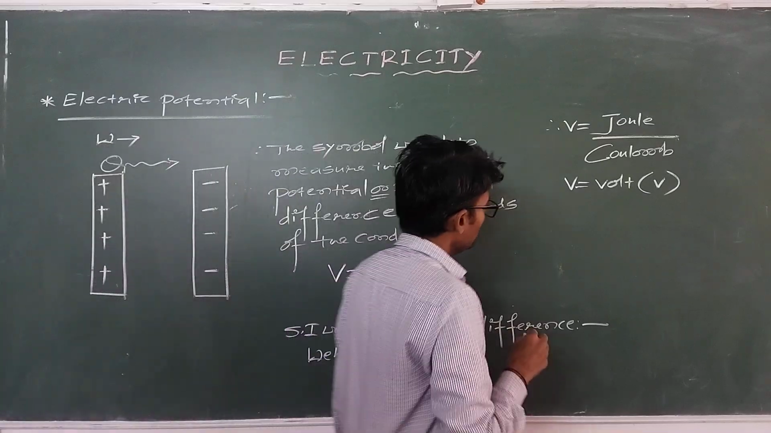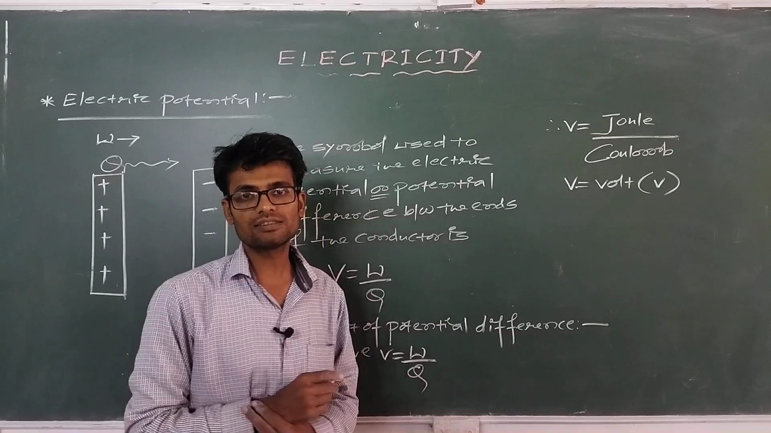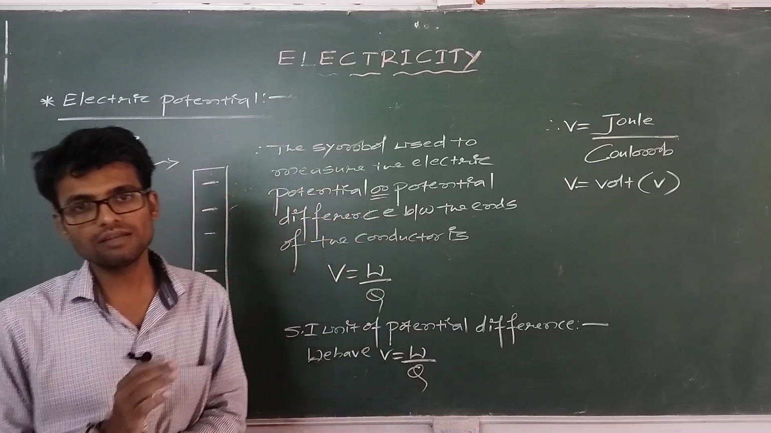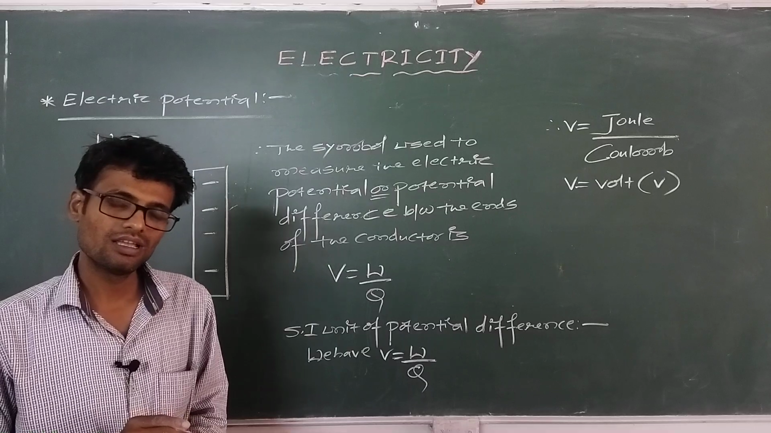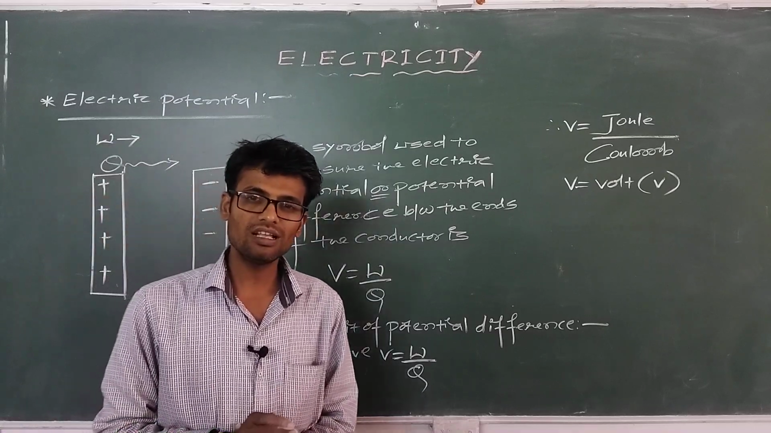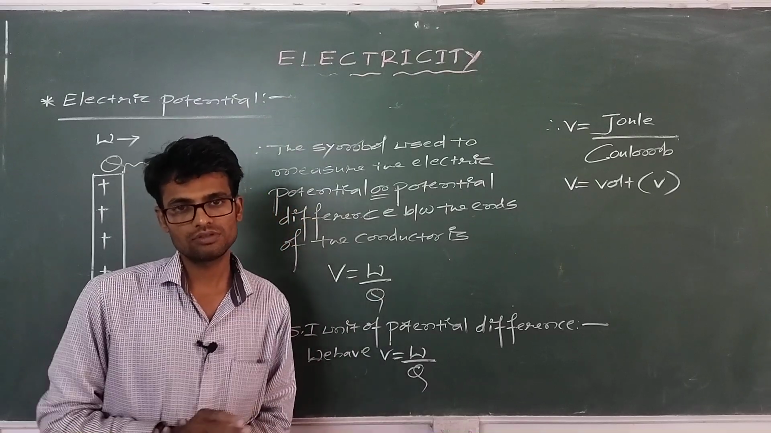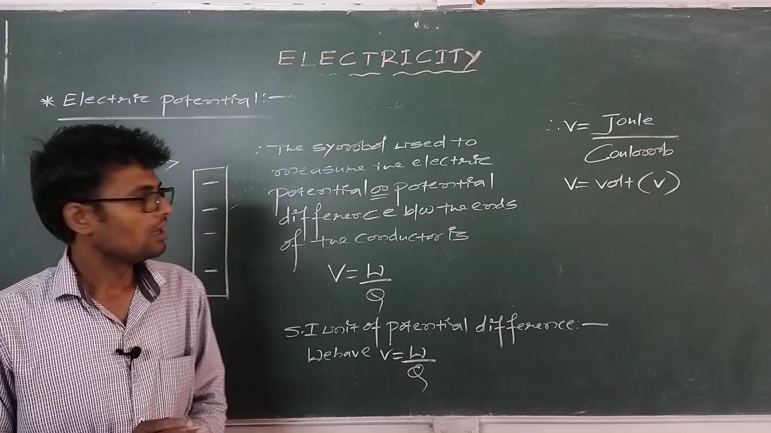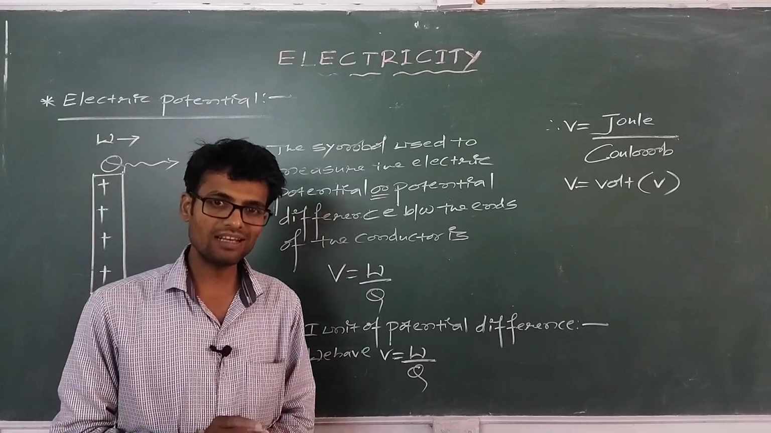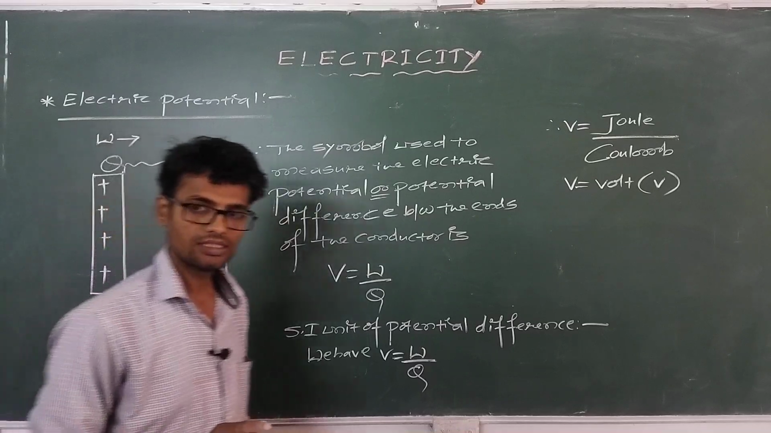The device used to measure the potential difference between the ends of a conductor is a voltmeter, which is always connected in parallel in an electric circuit. We always connect a voltmeter in parallel to measure the potential difference between the ends of the conductor, right?